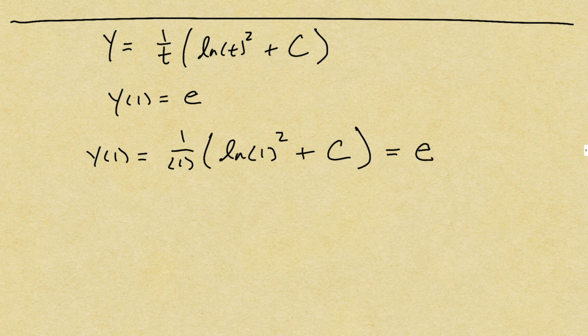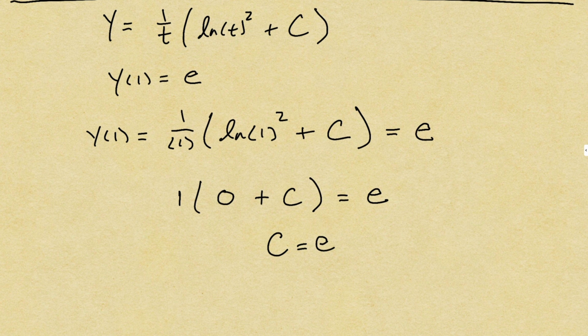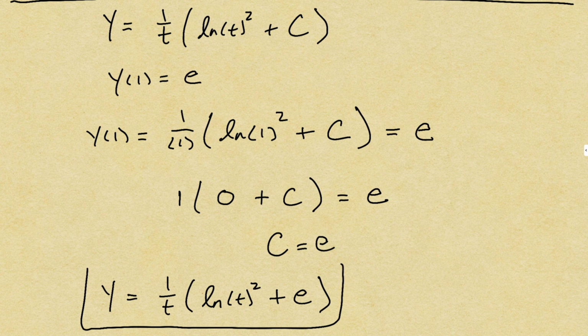So what do we have? 1 over 1 is just 1 times, what's the log of 1? It's just 0, plus some constant equals e. And we see here that c is e. Now we have our full solution, which is y equals 1 over t times the log of t all squared plus e, because we just found that that constant is actually equal to e. And we're done. And that's our first example.